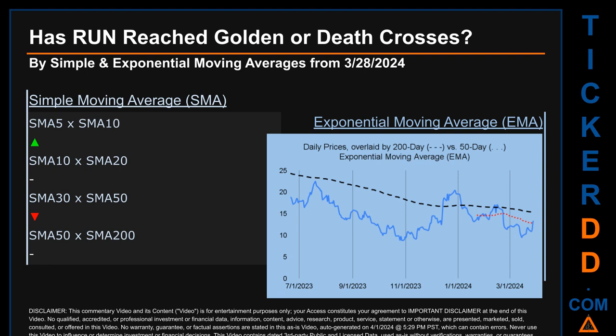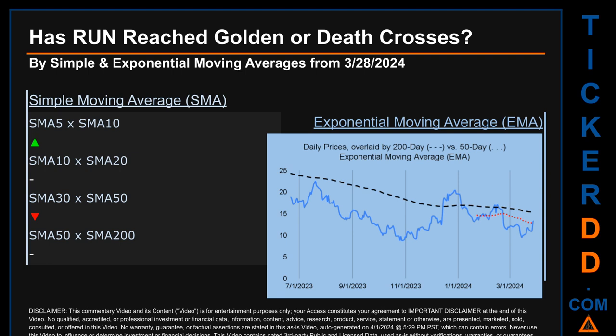For our opinionated analysis off third-party and abstracted data, we decided to look at both simple moving average, SMA, and exponential moving average, EMA. The latter calculates moving average by giving more weighting to recent prices. For EMA, you can be the judge.